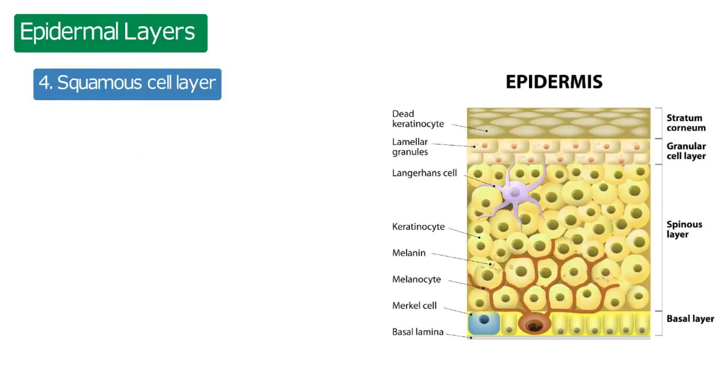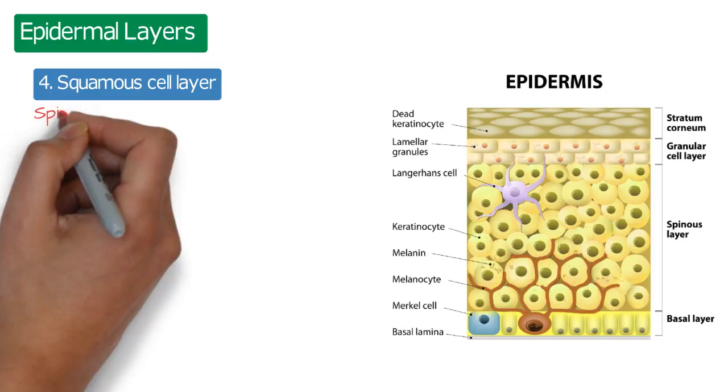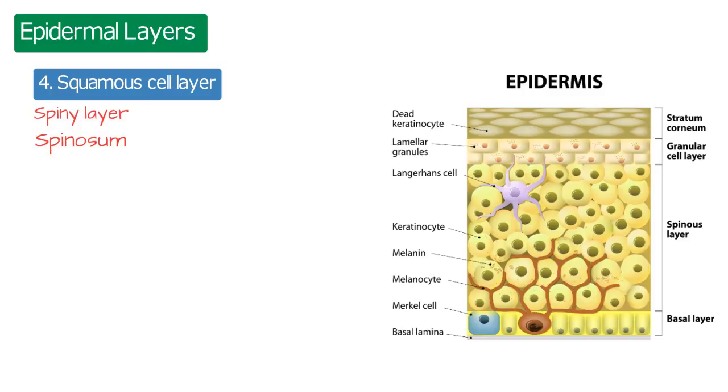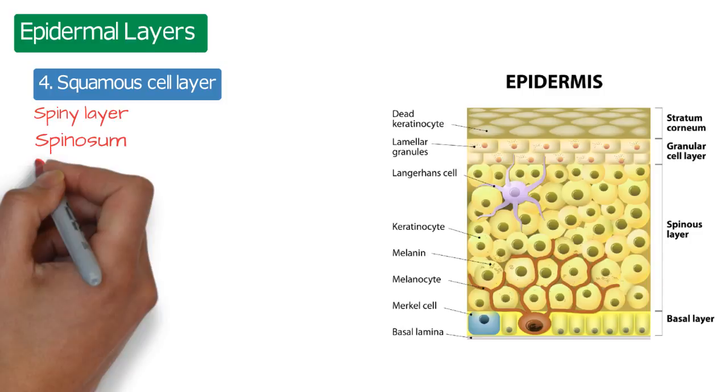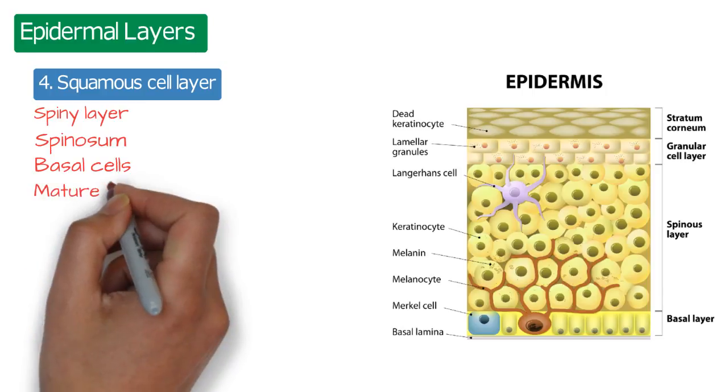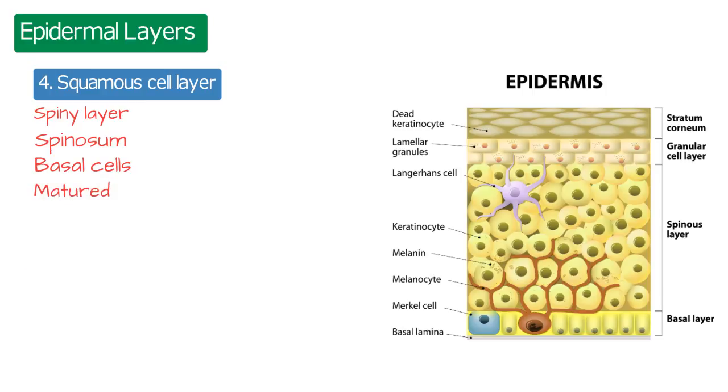Squamous cell layer. This is the next deepest layer in the epidermis. It is also referred to as the spiny layer or stratum spinosum because the cells have spiny projections that adhere them to one another. These represent basal cells, the deepest layer of cells, that have matured and have been pushed outward as the epidermis is being turned over. This layer is the thickest of all of the epidermal skin layers.